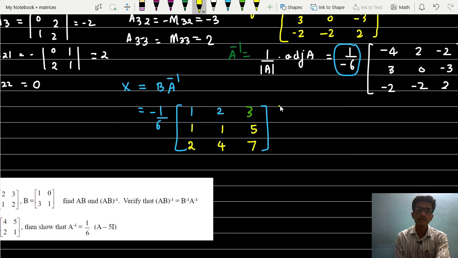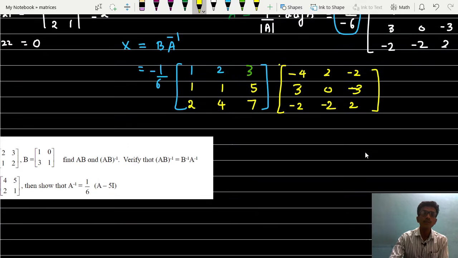So what is that? Here: -4, 2, -2, 3, 0, -3, -2, -2, 2. Now simply we multiply this. So you will get matrix X.